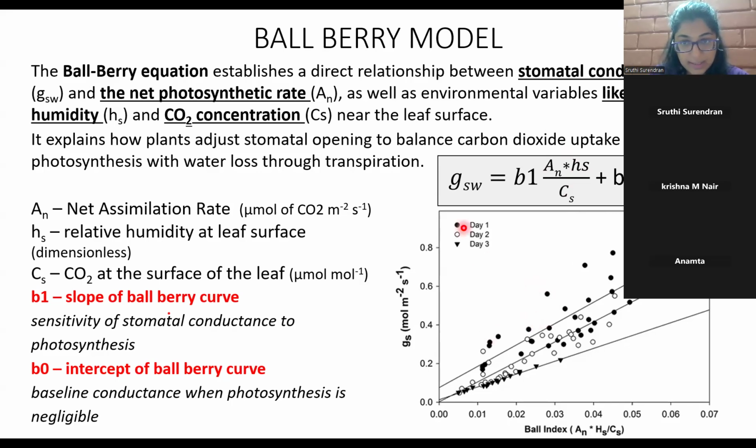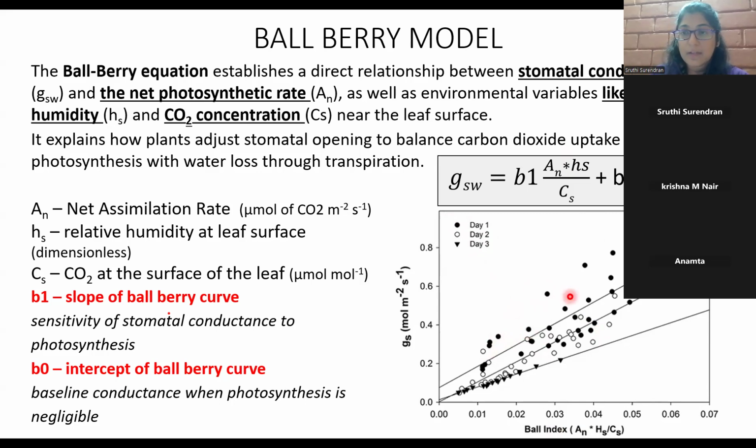So you can see here, these black dots in this graph are indicating the measurements that were done on day 1. Then the white dots are the measurements that were done on day 2 and the triangular ones are the measurements that were done on day 3. And then we'll make a scatter plot out of this with the x-axis as this Ball-Berry index and y-axis as the stomatal conductance. So we'll get a scatter plot like this.